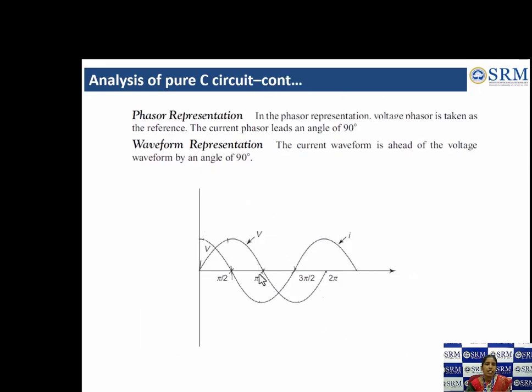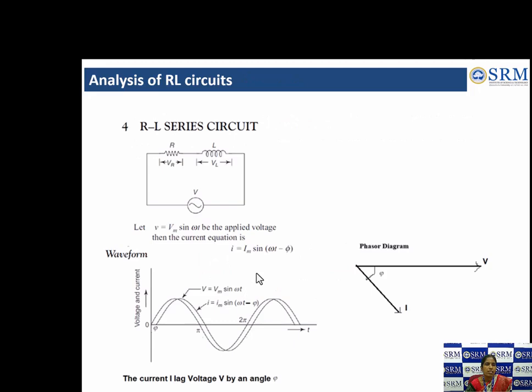The phasor diagram we have seen earlier. Now for the waveform, the current waveform has to lead. So this first waveform is a leading waveform, leading by 90-degree. It started at 90, but the voltage started at 0.